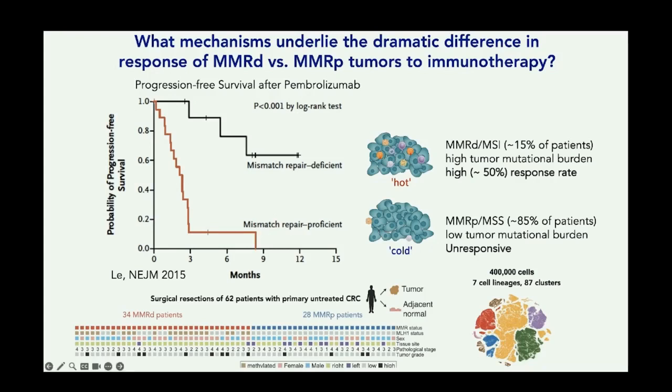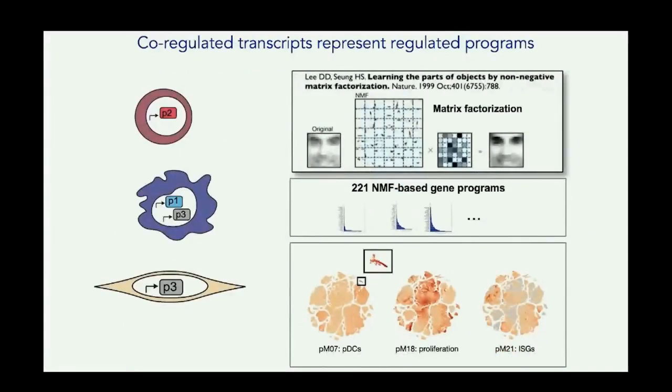And we did single cell RNA-seq of freshly dissociated tumors and adjacent normal tissue and collected about 1 million cells. What I'll tell you about today is 400,000 cells from these patients that separate into 7 cell lineages and 87 clusters.